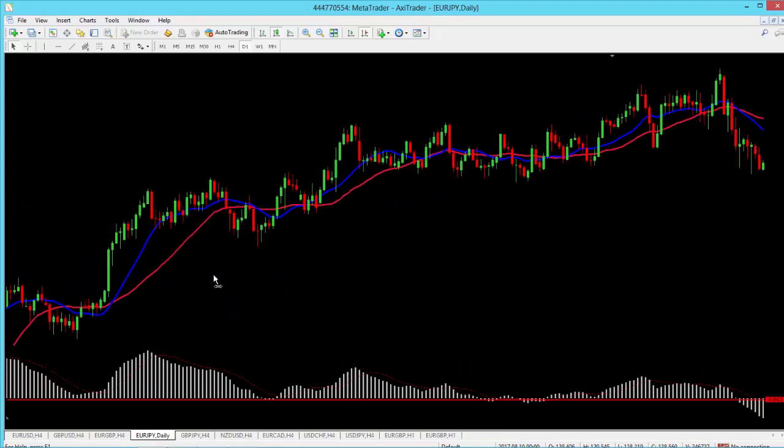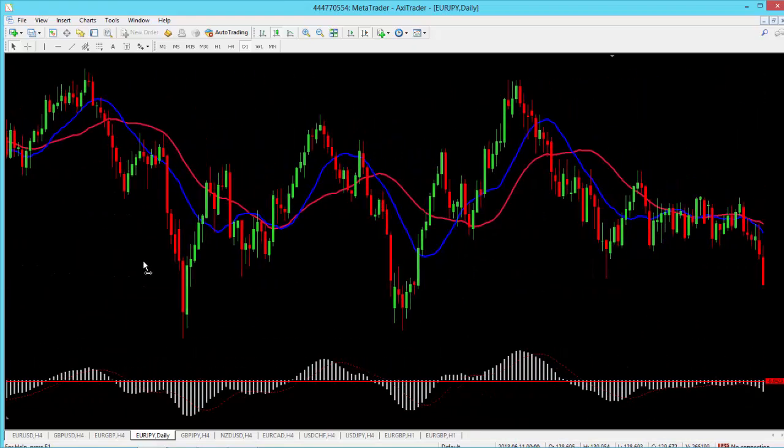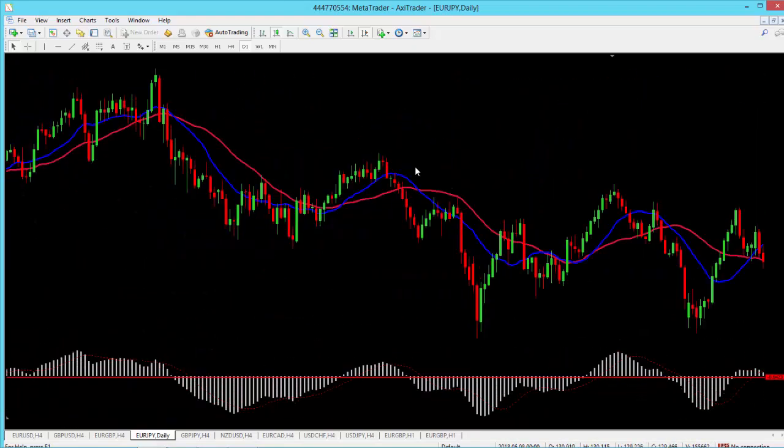So let's take another example like this one right here. So as you can see here, when the cross happened between the moving averages and the MACD gave you a selling signal, then the market fell down until this level right here. Then after a while, the moving average tells you that the market will change the trend. So you will take all these pips right here.